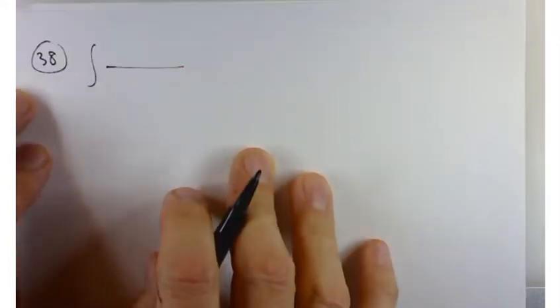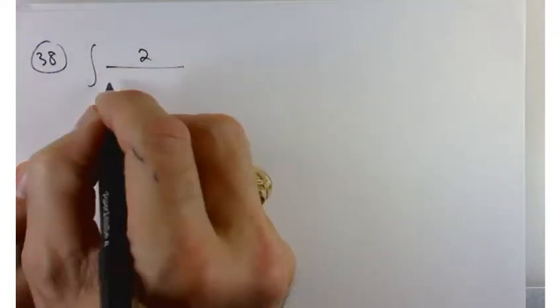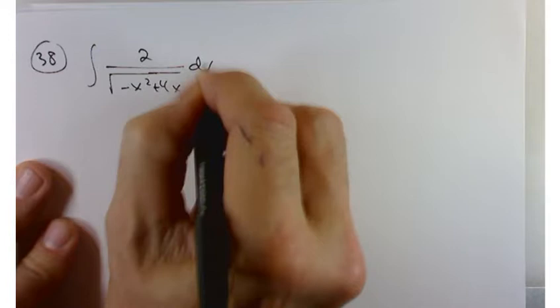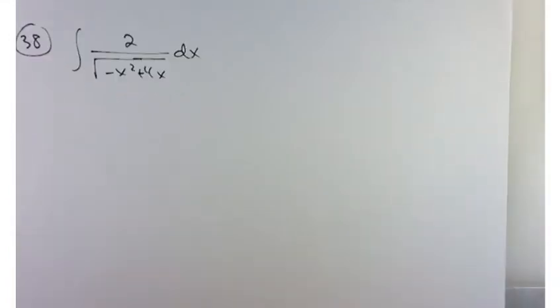Let's do some other ones. We're going to stick with the completing the square theme a little bit and take a look at problem number 38. So the integral of 2 over the square root of negative x squared plus 4x dx.